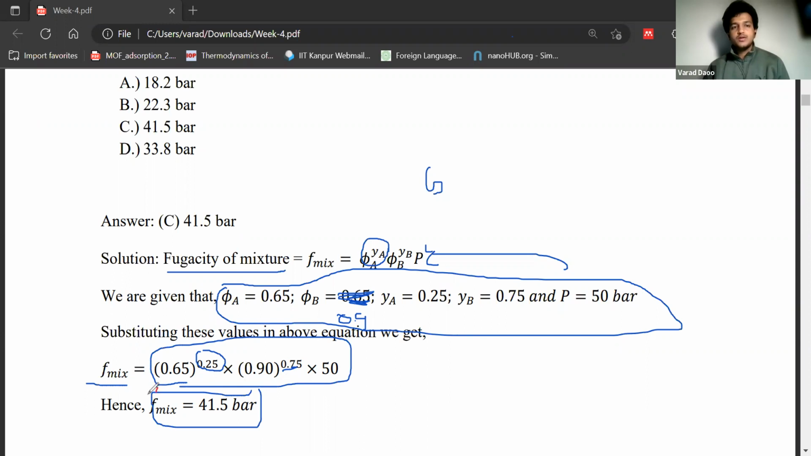Okay, so the answer is fugacity of the mixture is 41.5 bar, which is option C. Okay. Anybody has any questions? Anybody didn't understand? Do you have any doubts? You can ask.